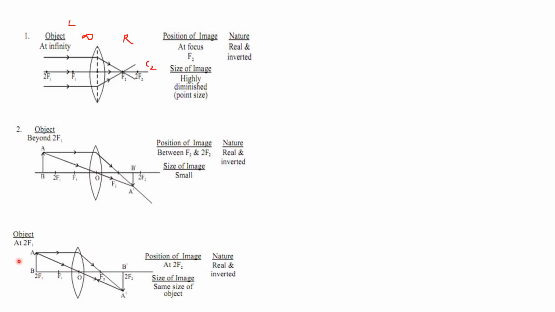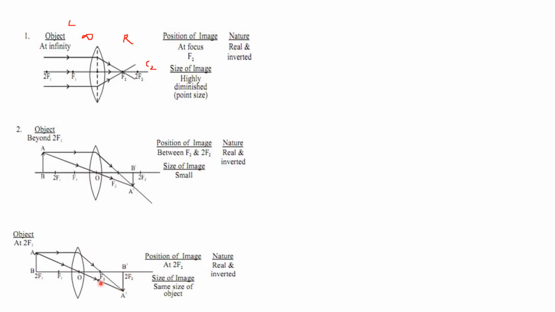Next, coming to the object when it is kept at 2f1, that is, it is kept at center of curvature 1. Now let's take two rays. First ray going parallel to the principal axis. After refraction, it passes through the principal focus. Now the second ray is going through the optical center undeviated, right? And there is an image formed.